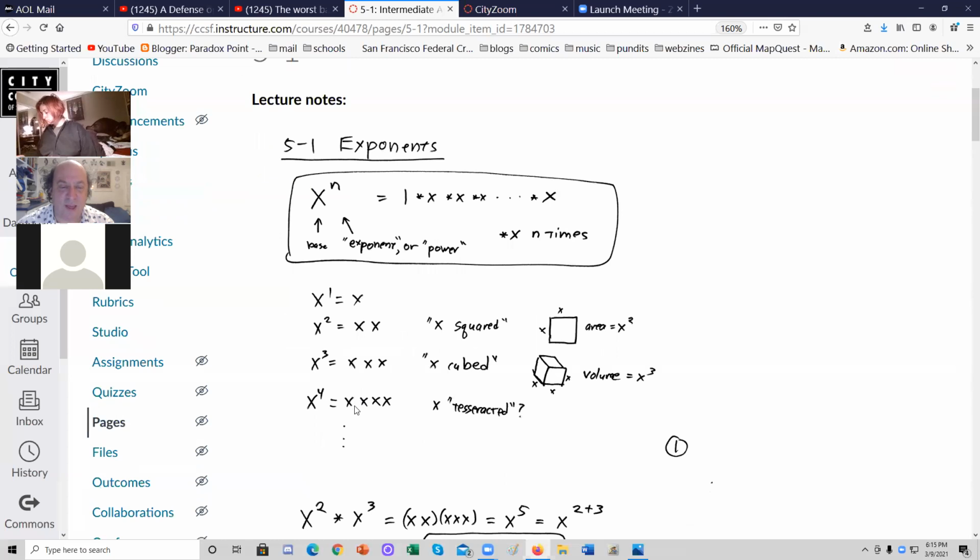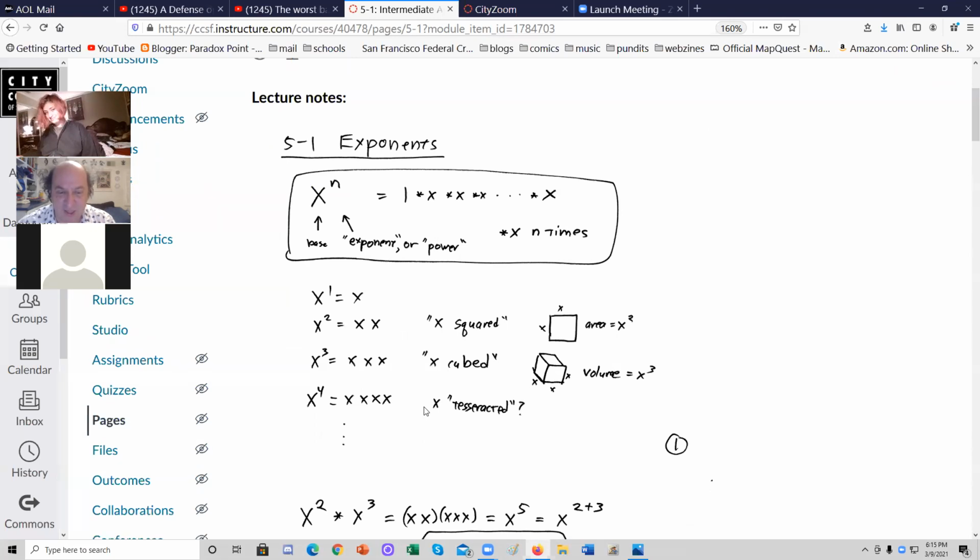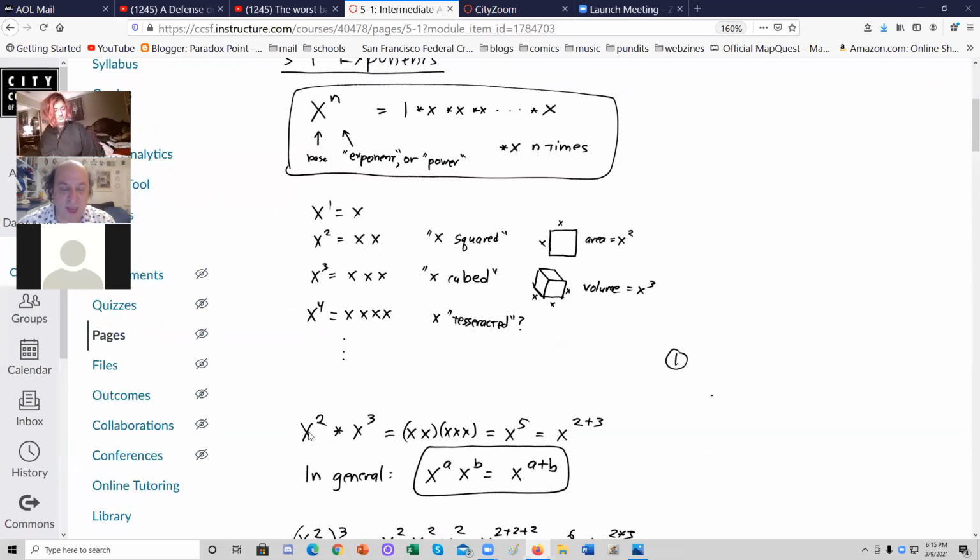x to the fourth is x x x x. I suppose you could call it x tesseracted if you were into science fiction, and so on. x to the second times x to the third, well, it's 2 x's times 3 x's. It makes x to the fifth power, and 5 is 2 plus 3. So x to the second times x to the third equals x to the 2 plus 3. In general, if you multiply two powers of x, you add the powers. x to the a times x to the b is x to the power a plus b.